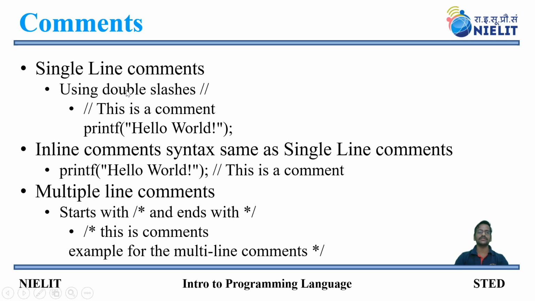Single line comments in C programming start with double slashes. So the moment double slash comes into the picture, it indicates it is a comment. Suppose this line, double slash, this is a comment. That means after this double slash, whatever I have kept will become a comment for that line itself. In the new line, if you have written any other code, then it will execute.